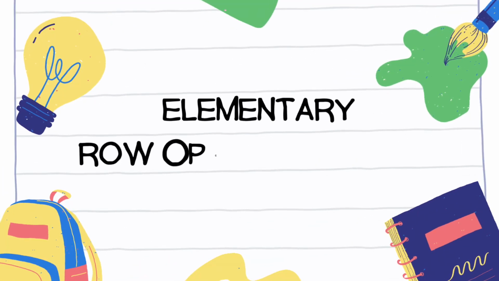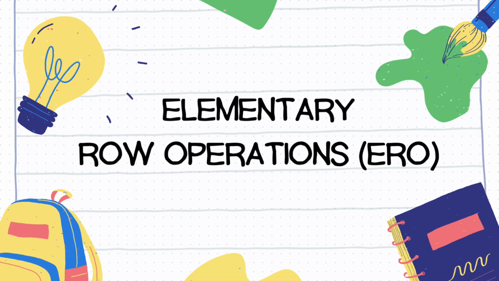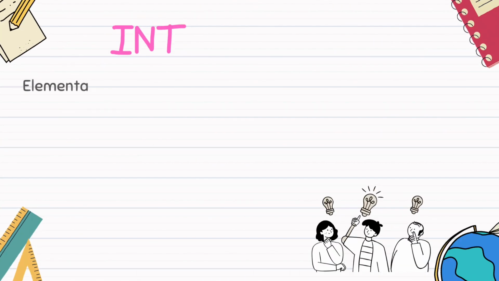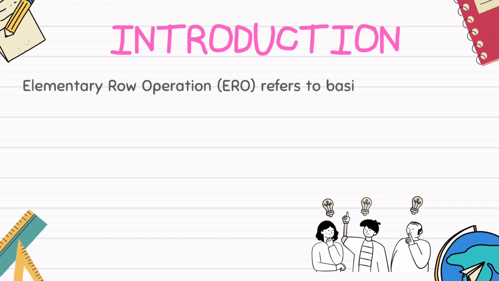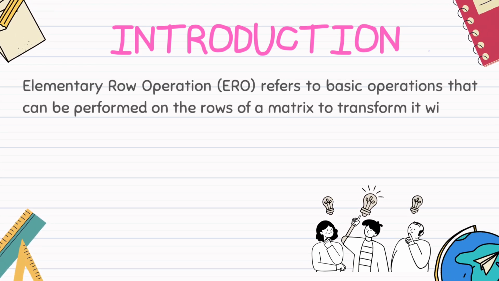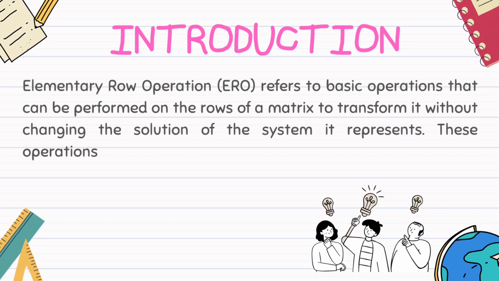Hi students! Now we would like to learn about ERO, Elementary Row Operation. So what is ERO? ERO refers to basic operations that can be performed on the rows of a matrix to transform it without changing the solution of the system it represents.